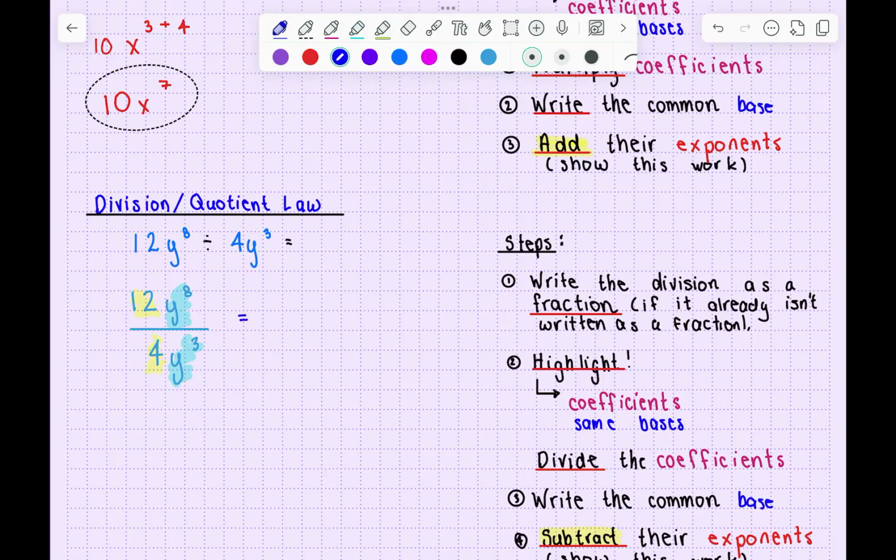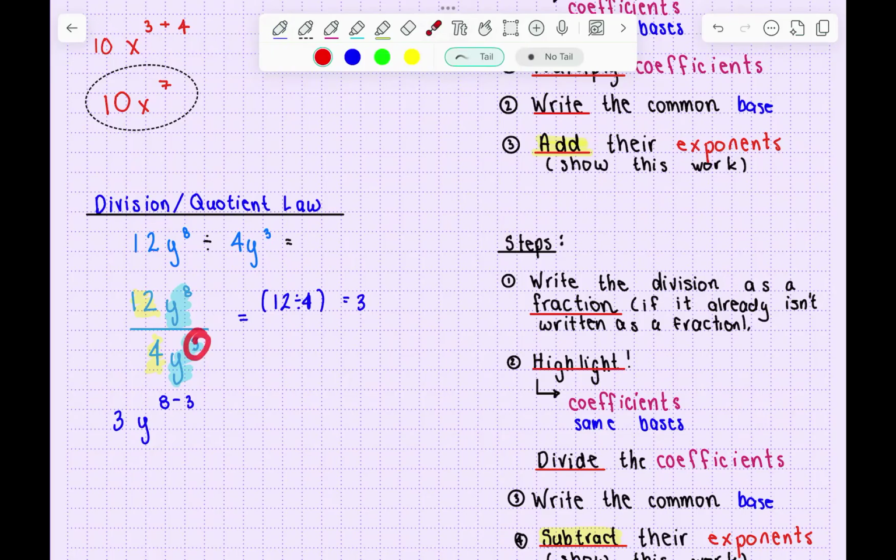Okay, so dividing the coefficients, what does that look like? I have 12 divided by 4, which is 3. Okay, so I'm just going to write that here. Then I'm going to write the common base, which is y, and I'm going to do the subtraction. You subtract the bottom exponent from the top. Okay, and it has to be in that order. You can't just decide to do it the other way around. You have to do it like this. So I'm going to do 8 minus 3.